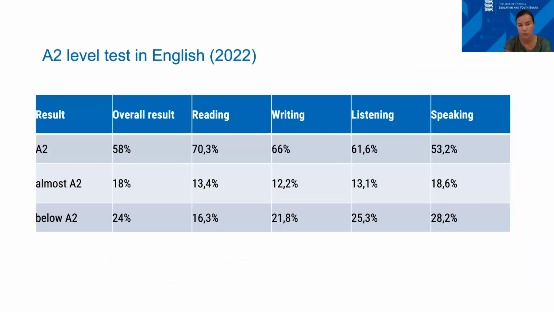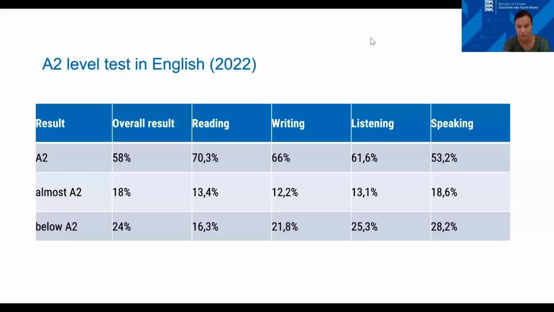18% almost reached the level, and 24% of the students did not reach A2 level. Obviously, when you look at the skills and the results here, you can see that speaking is the most difficult for this level, and that is okay, because an A2 student does not feel that comfortable maybe about speaking.